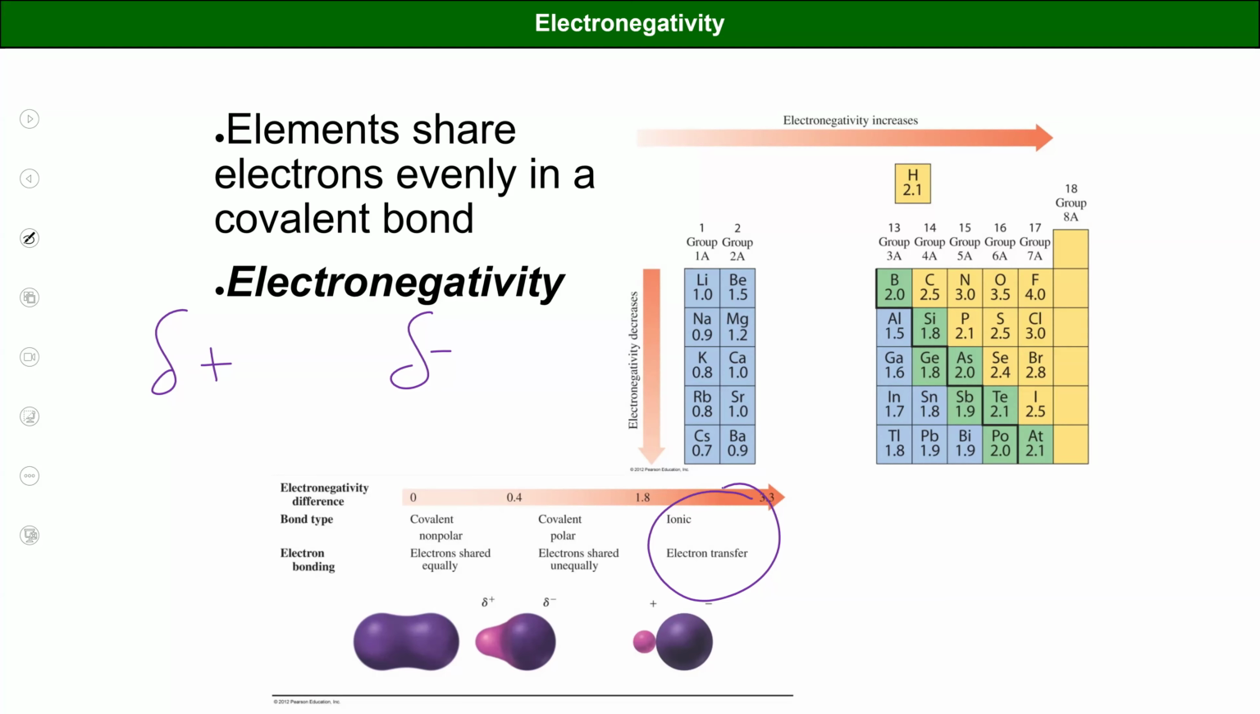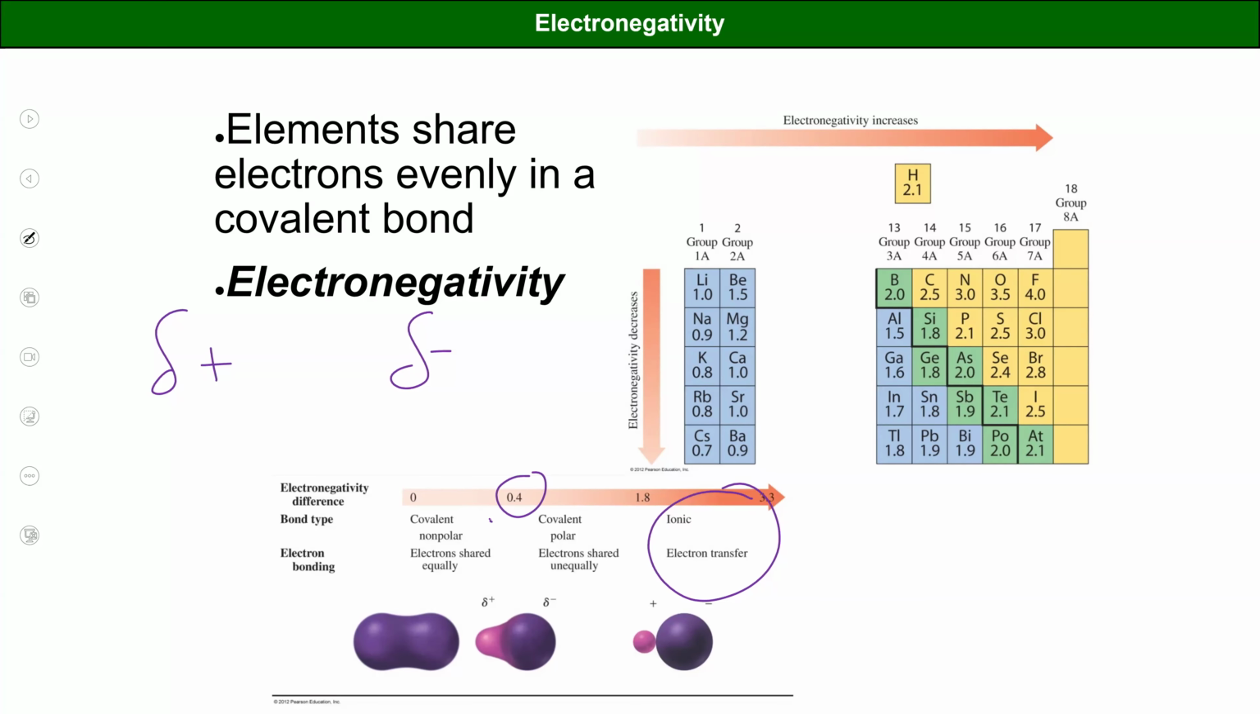Right, and so there's this somewhat arbitrary scale. It's a spectrum, but we have an arbitrary cutoff where we say, okay, if the difference in electronegativity between the two atoms is 0.4 or less, we call that a nonpolar bond. And if it's between 0.4 and 1.8, it's a covalent bond, but it's polar.